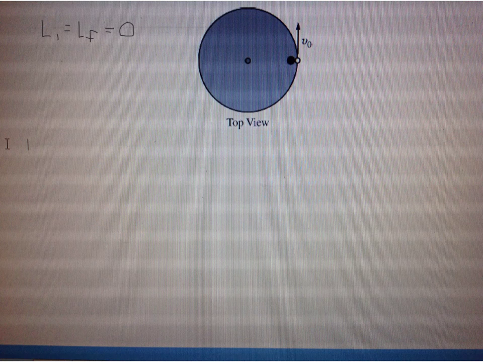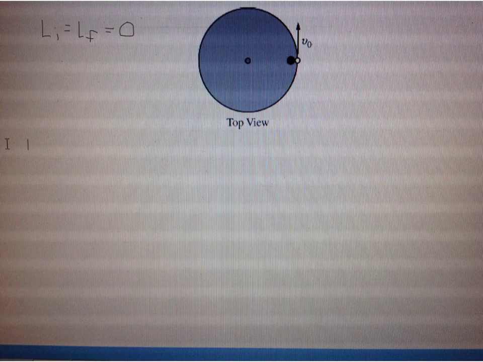Alright, so for parts D and E, they've changed the problem a little bit. They have put a fixed axis in the middle of the disc, and now the person is going to throw the stone tangential to the circle, which should cause the disc to spin. For this problem, there is a net force on the disc through the axis of rotation that's fixed, but there is no net torque on the system, so the angular momentum should be conserved. So Li should equal Lf, which should equal 0.